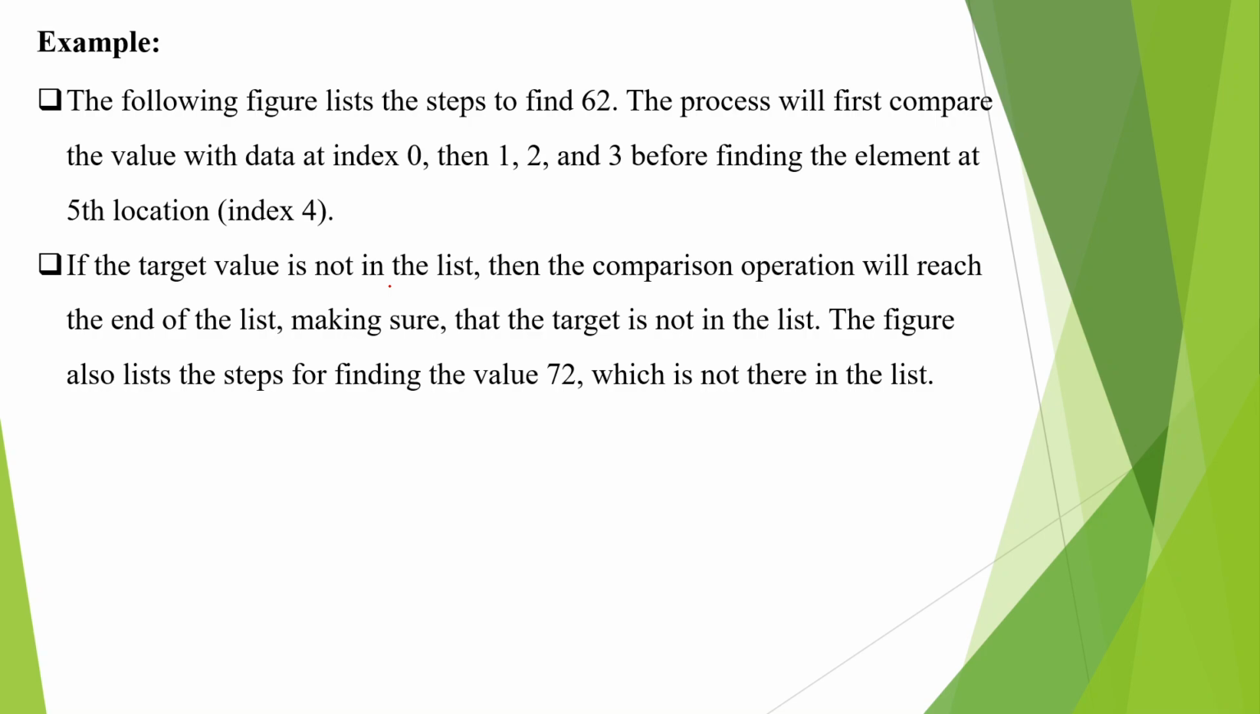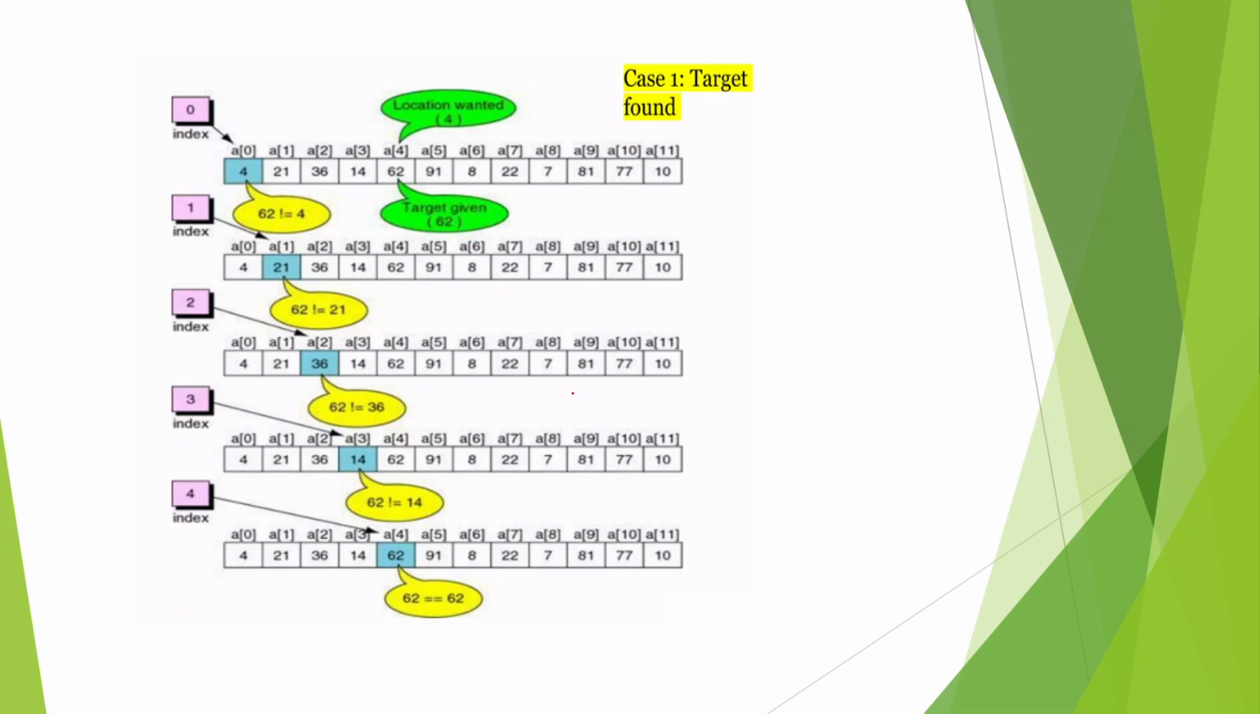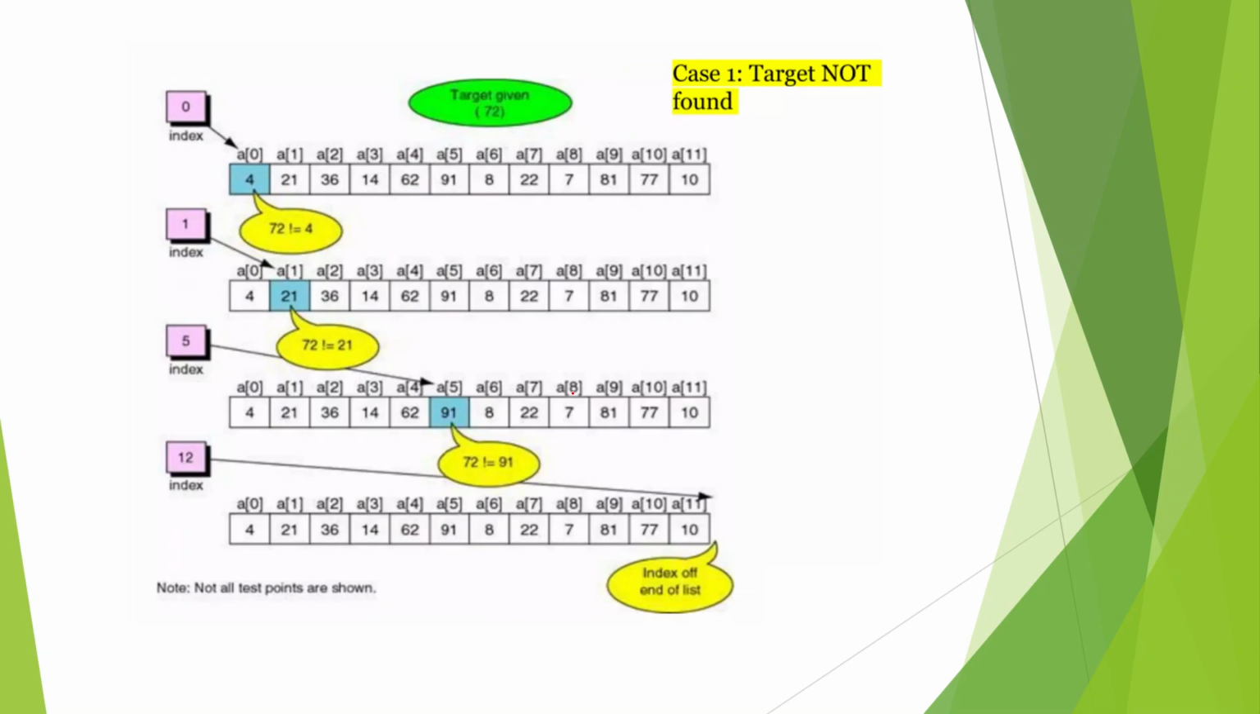So here we have a figure in our next slide. There we are demonstrating that same comparison process. In my first slide I have given the searching technique, and that we are demonstrating. In the first case, we'll look for the target 62, which is available in the list. And in the next case, we'll be searching for target 72, which is not available in the list. Hope you understood. See here, the target found case and the target not found case, both we are explaining.